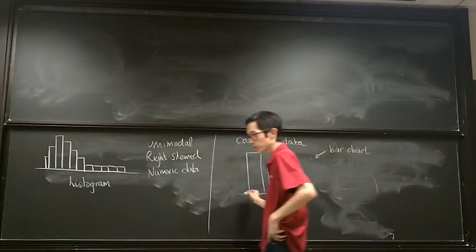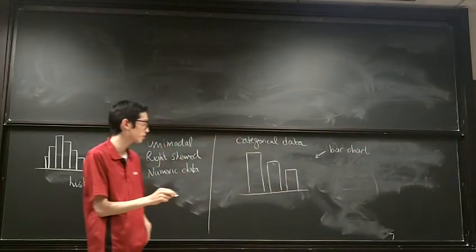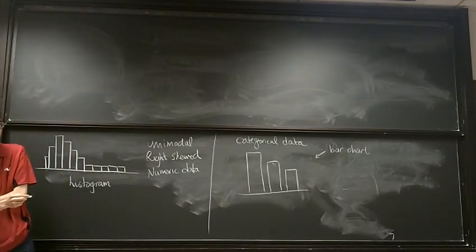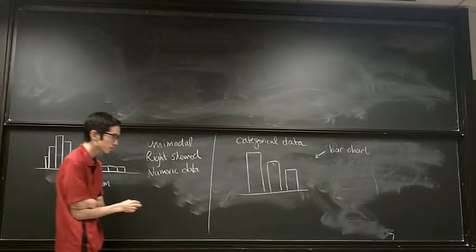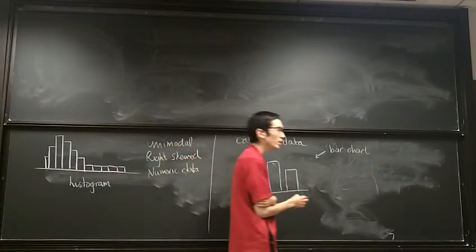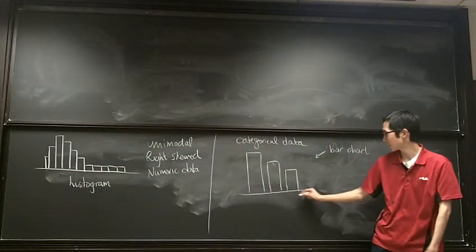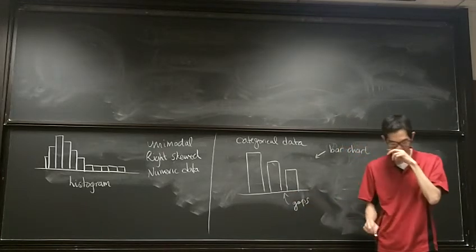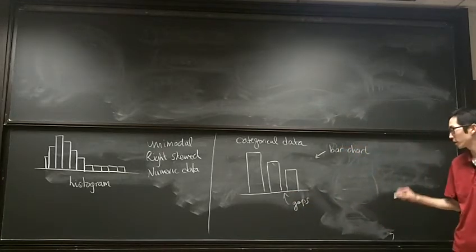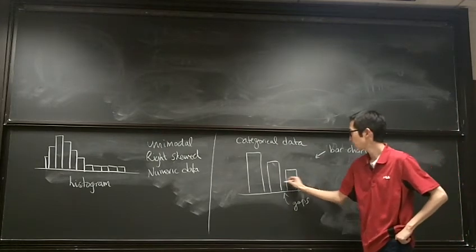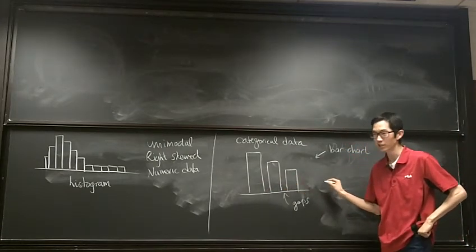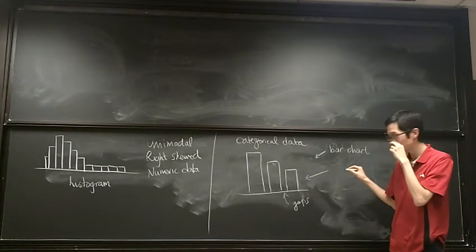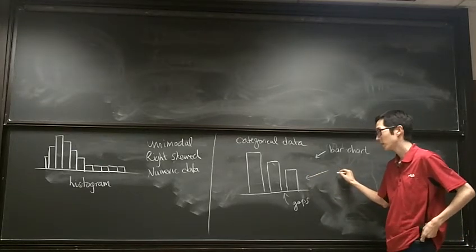Some differences between histograms and bar charts. Try to think of some in your own head. What are some differences? One is the gaps between bars. Again, that's a stylistic thing. But the main difference is that the order of bars in a bar chart doesn't matter. Any order of bars is valid.